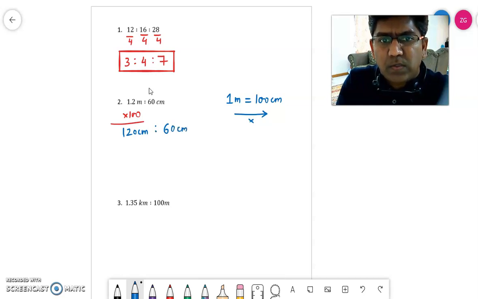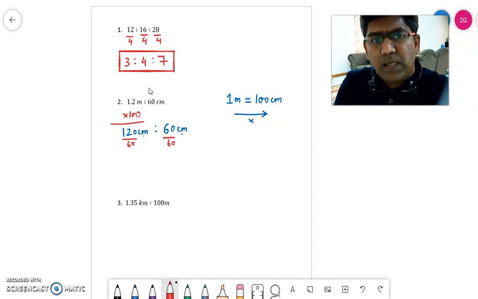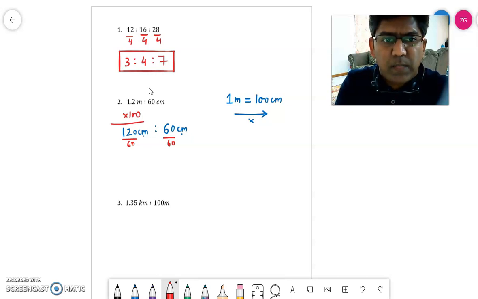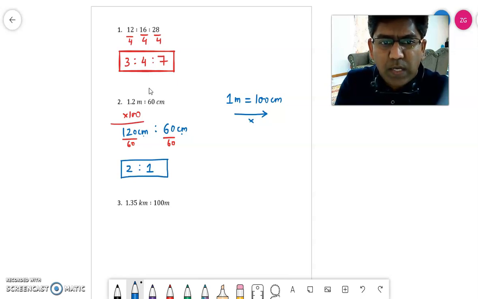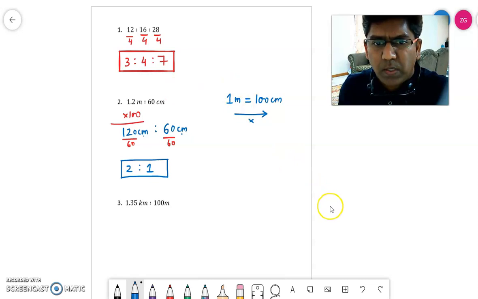Now once the units are the same, I can start simplifying the ratio. 120 and 60, the highest common factor is 60, so I'll divide both by 60. You can divide by 10 and then divide by 6, the answer will be the same. 120 divided by 60 is 2 and 60 divided by 60 is 1. So the simplest form of the ratio is 2 is to 1, and the final answer will not have any units since ratios are pure numbers.